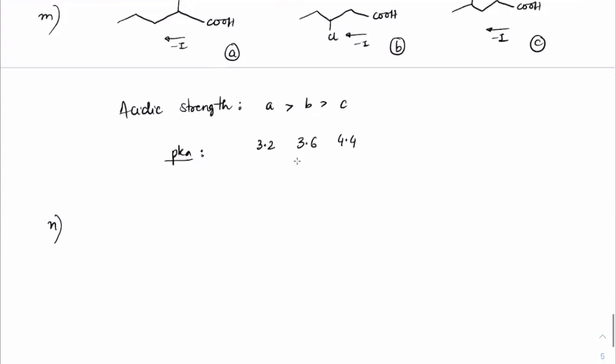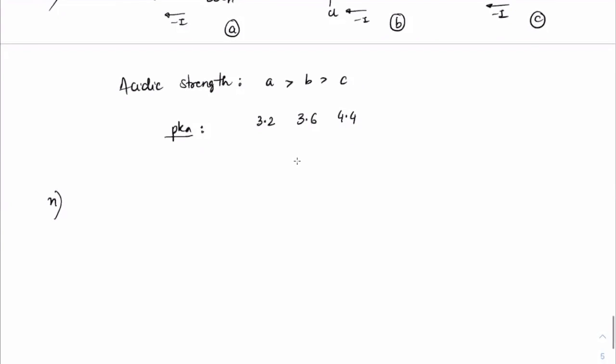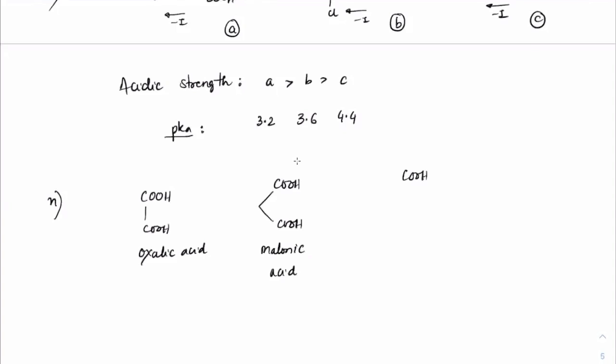Next, in terms of more COOH groups, if you have dioic acids with alkyl groups in between, for instance COOH and COOH, this is oxalic acid. Then we compare COOH with one CH2 and COOH. What do we call this? Malonic acid. And if you have COOH with two CH2 groups in between, that is succinic acid.